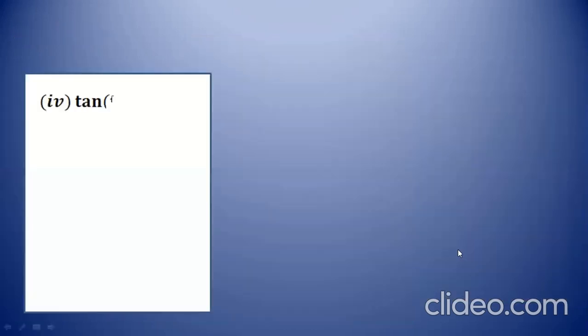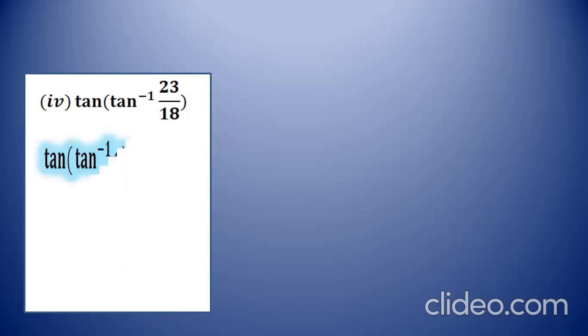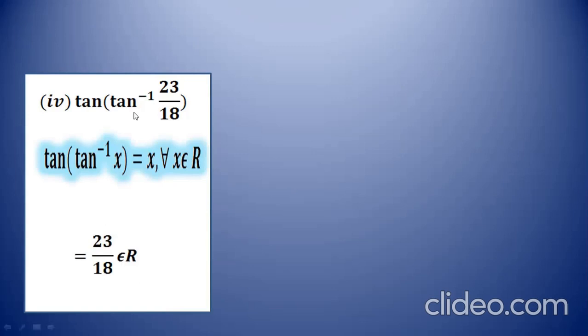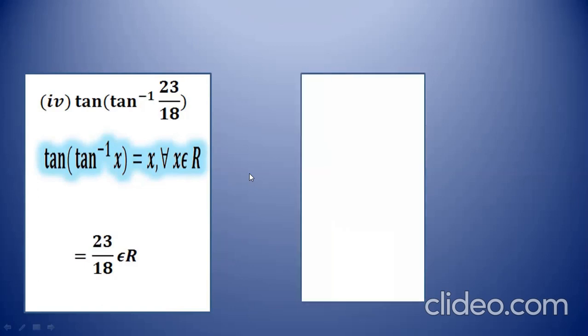Look at the fourth part, tan inverse of tan 23 upon 18. Here the inverse trigonometric function is given in a bracket. So how to evaluate? Again, tan inverse tan x is equal to x. So we can write this is equal to 23 upon 18, and 23 upon 18 belongs to R. R represents the real numbers. So the value of tan inverse tan 23 upon 18 is equal to 23 upon 18. This belongs to R.